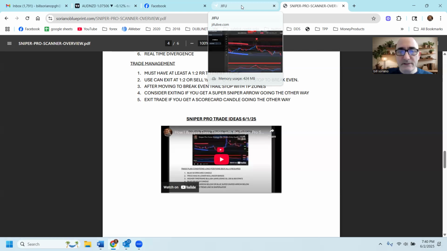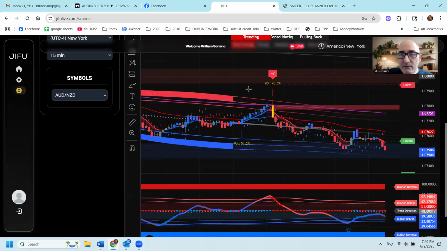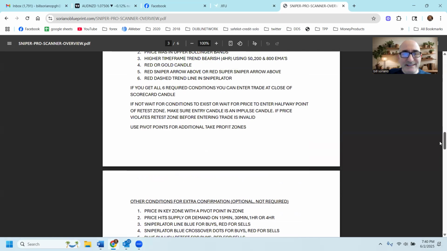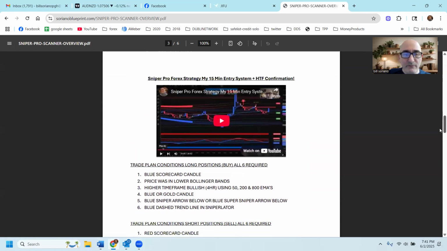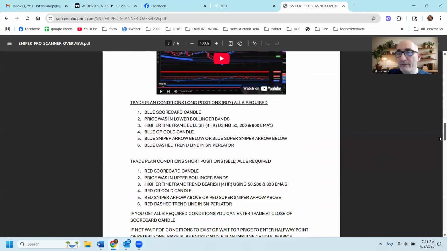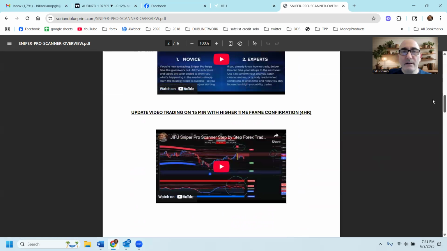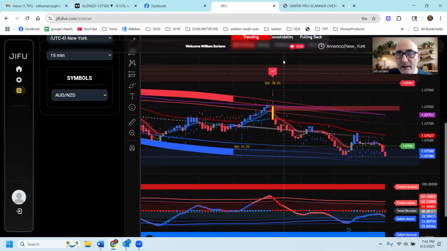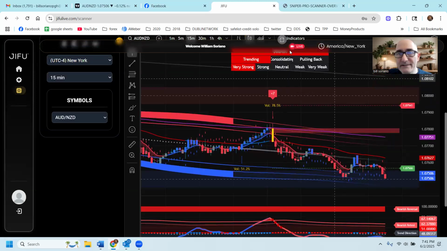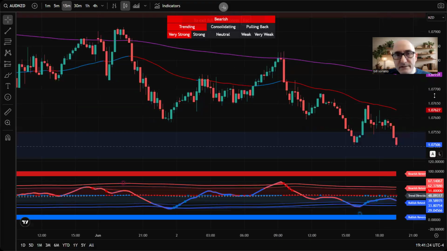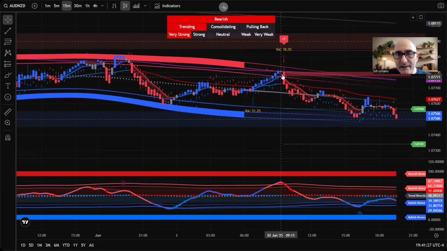Okay. So let's look at the scanner here. And remember now, we have the trade plan all written out here for us, right? There are 6 conditions that need to be met. So the first thing we look for is that blue or red scorecard candle. And then there's 5 other conditions that have to be met before you have an opportunity to take the trade. What's one of the first ones here? Price has to be in the upper volatility band. You can see here that price is definitely, by the way, this is AUDNZD, guys. And we can clearly see here that price went into that upper volatility band.